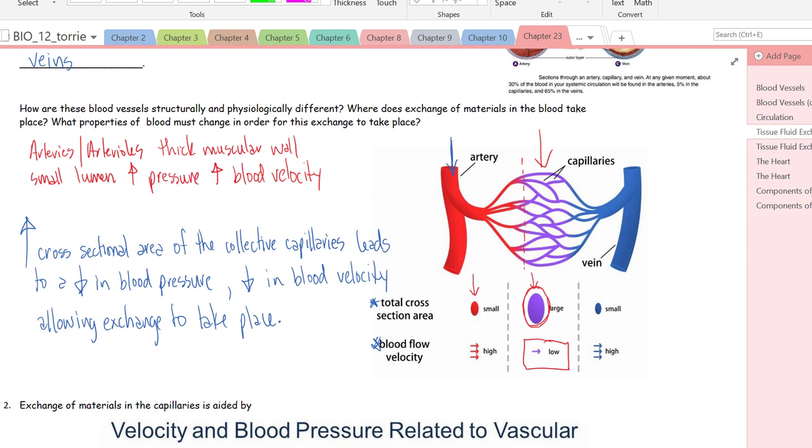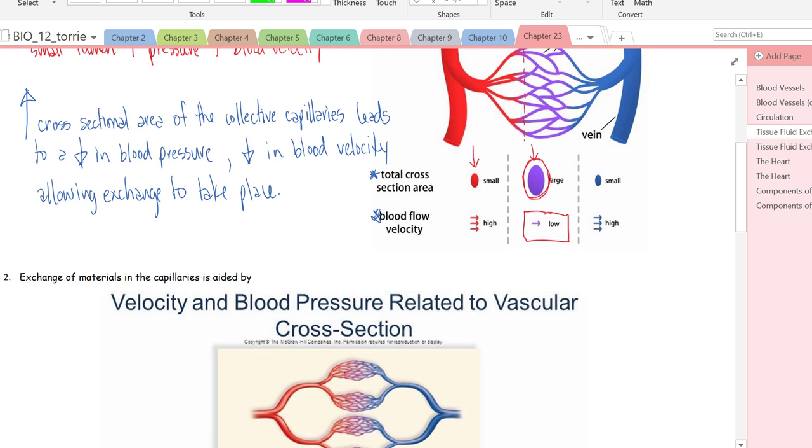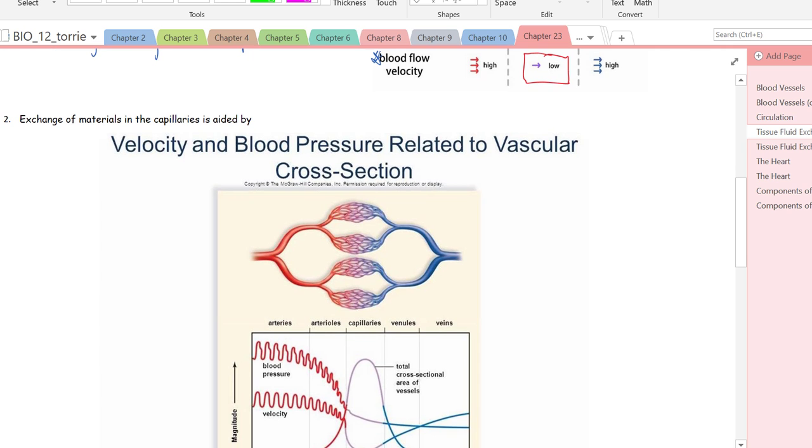In the same way as blood travels through your arteries at high pressure, high velocity, branching off into these arterioles, blood pressure starting to drop a little bit, blood velocity starting to drop, eventually getting to the capillaries where it becomes significantly less to allow the actual exchange to take place. And this would be what it looks like graphically.